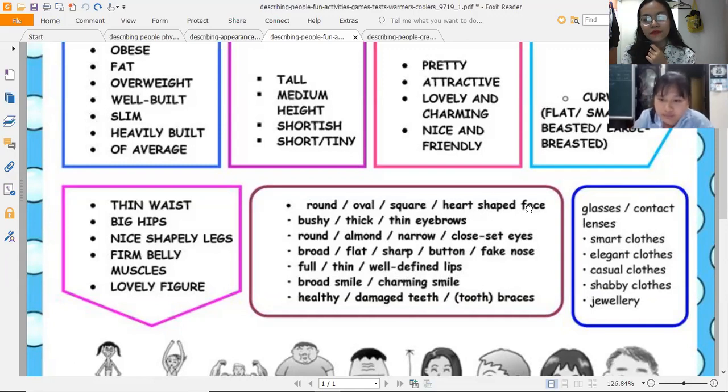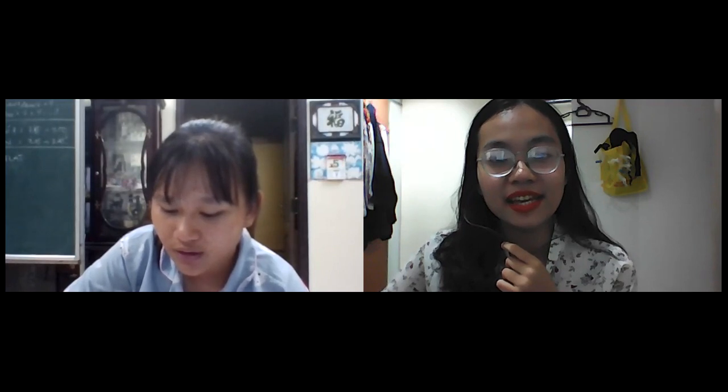Now we have a round face. What is a round face? Mặt tròn. Yes, the circle shape, right? Okay, now do you know what shape means? S-H-A-P-E. Okay, shape. How many shapes do you know?